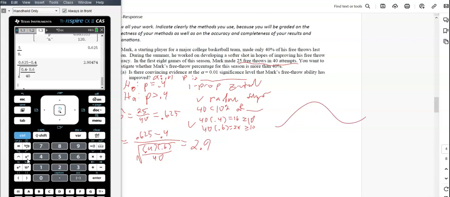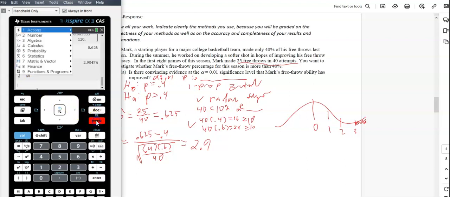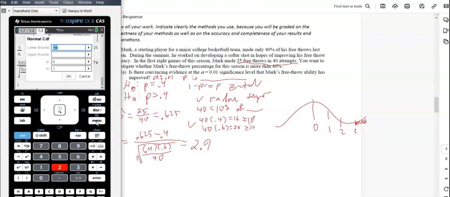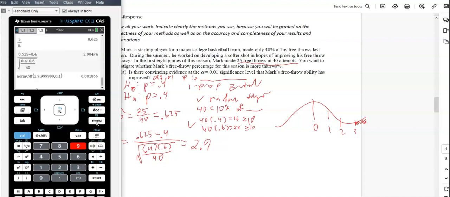You've got to draw your curve. Say that's 0, 1, 2, 3. There's like a tiny area out there, very tiny. You're going to do your norm CDF in your calculator. So menu 652, 2.9 to infinity. Default for Z, 0.001. So 0.001 is our p-value.